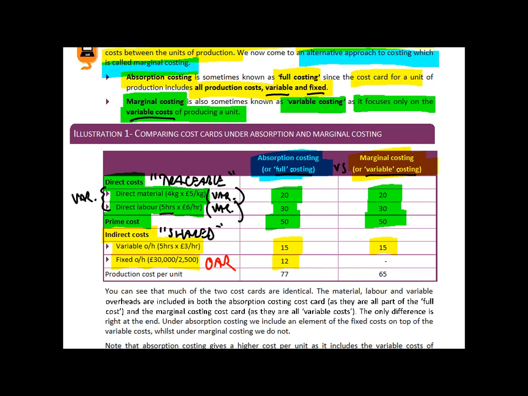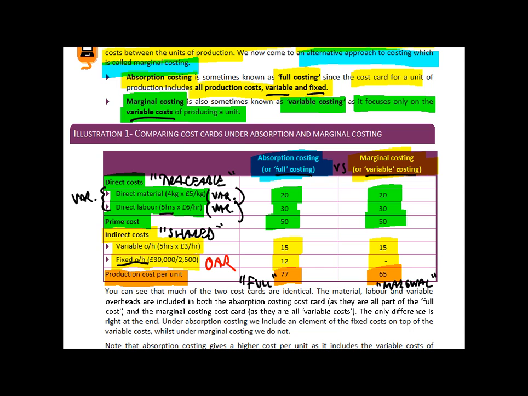It will include variable and fixed costs, but it will not be included in the marginal costing cost card because marginal costing is only interested in the variable costs. And obviously the fixed overhead is not a variable cost. That's your rent. That's got nothing to do with the number of units you're producing. So if I then add up the total production cost per unit, under absorption costing, the so-called full production cost would be £77, and under marginal costing only £65. That is the marginal or the variable cost per unit.